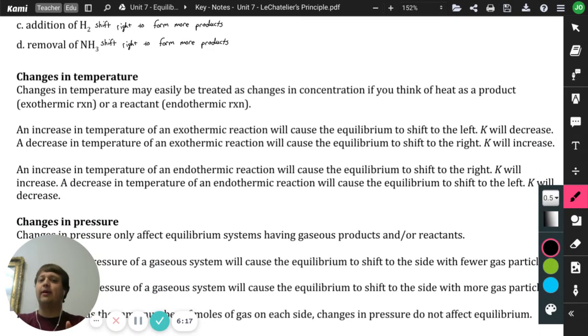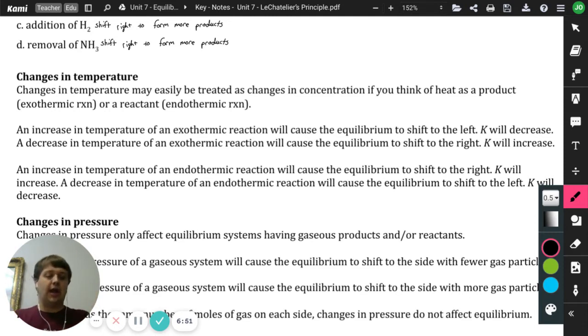Now, here is something that temperature does that none of these other changes will do, and that is it will change K. When we're looking at temperature, an increase of temperature in an exothermic reaction, which remember, exothermic means your heat is a product, will cause that equilibrium to shift to the left, but it will decrease your K, okay? A decrease in the temperature in an exothermic reaction will cause it to shift to the right, and it will increase your K.